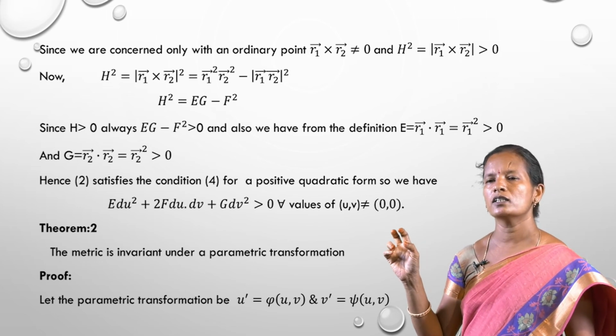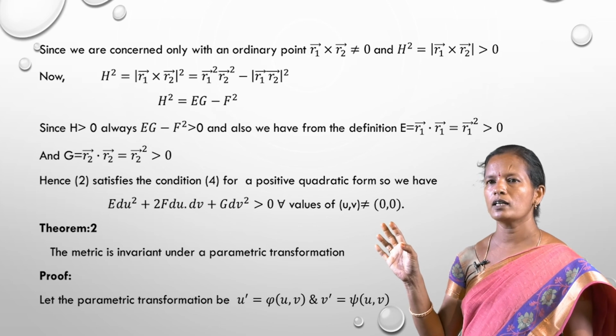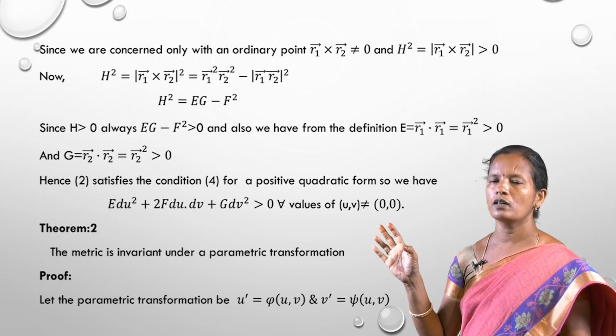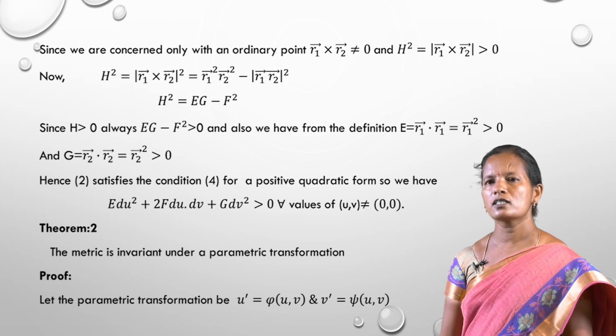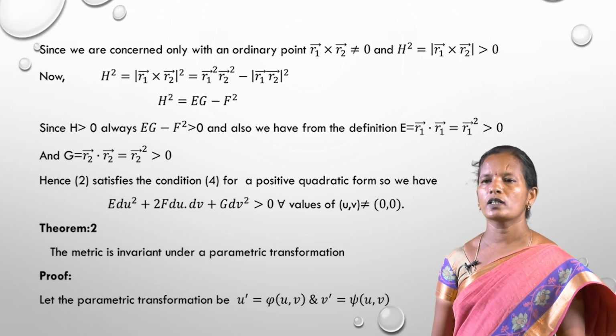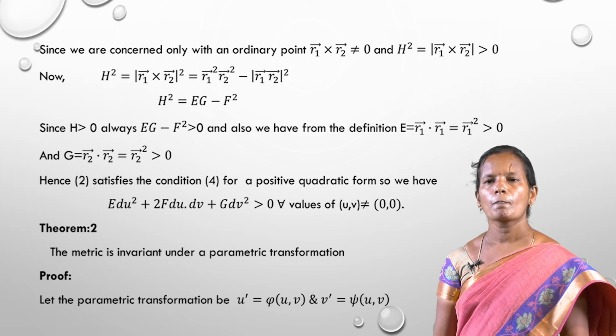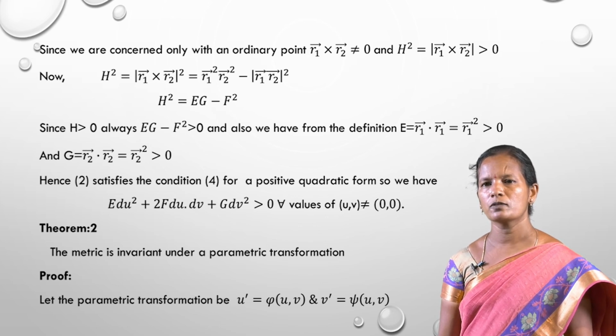And also, from the definition, E is equal to r1 dot r1, which is r1 squared, positive, and G is equal to r2 dot r2, that is r2 squared, always positive. Hence it satisfies the conditions for a positive definite quadratic form. So we have E du squared plus 2F du dv plus G dv squared greater than 0 for all values of (u, v) not equal to (0, 0).